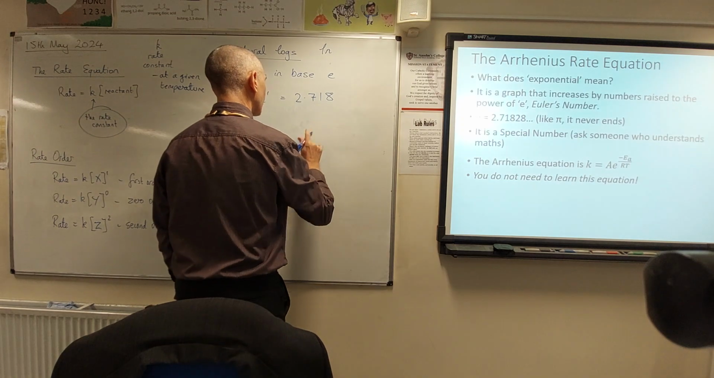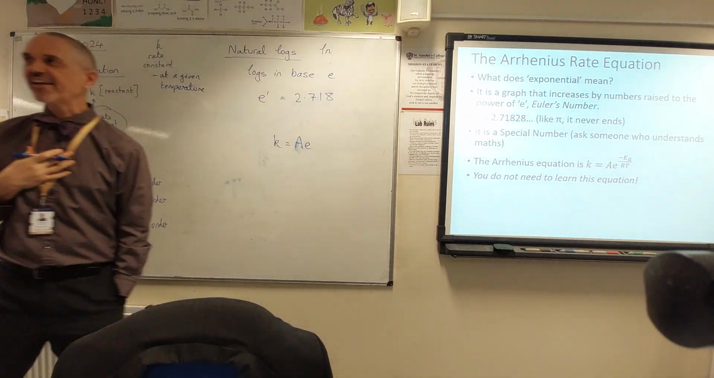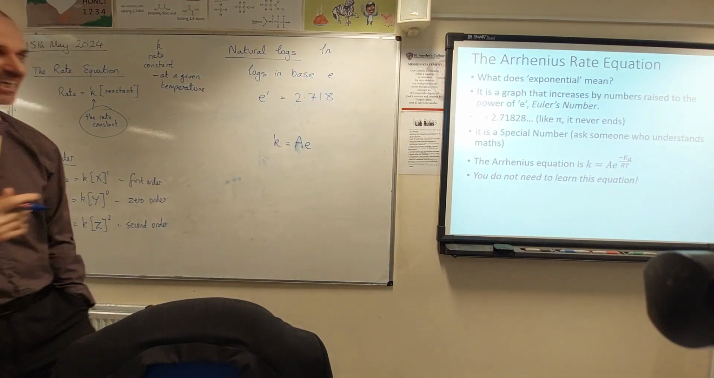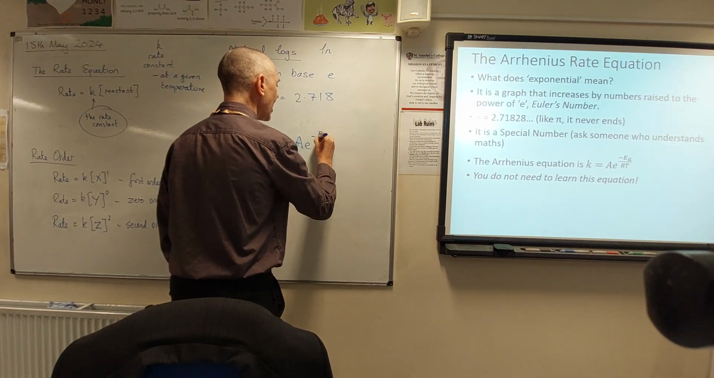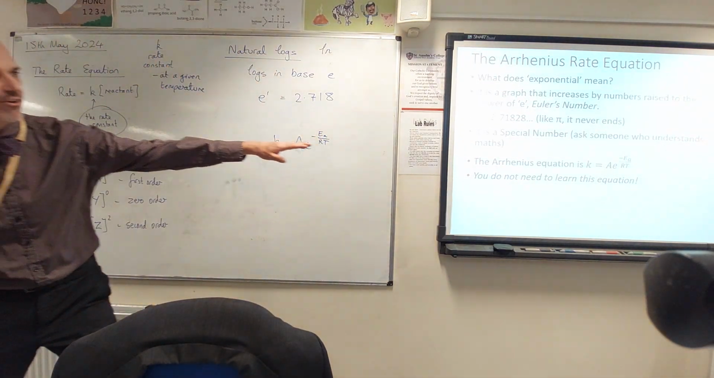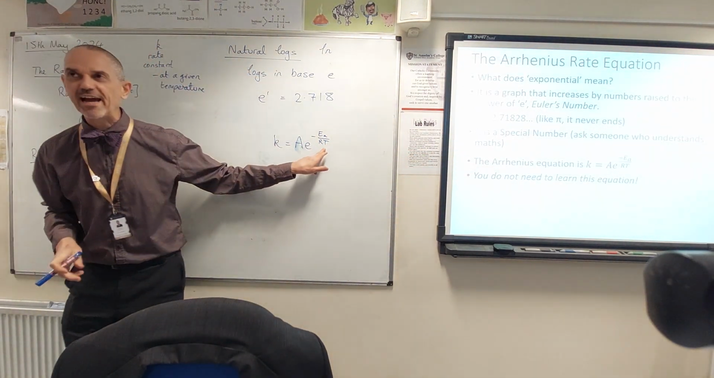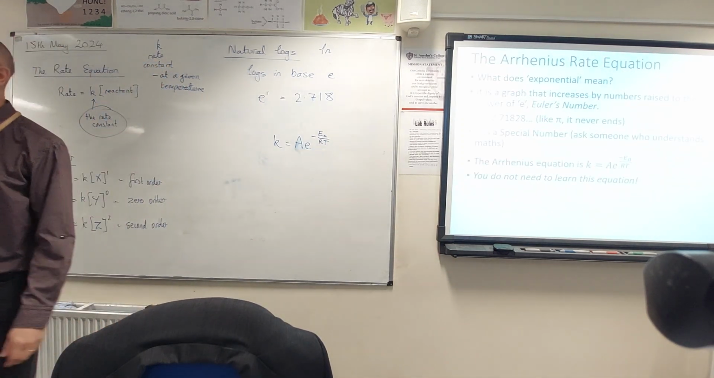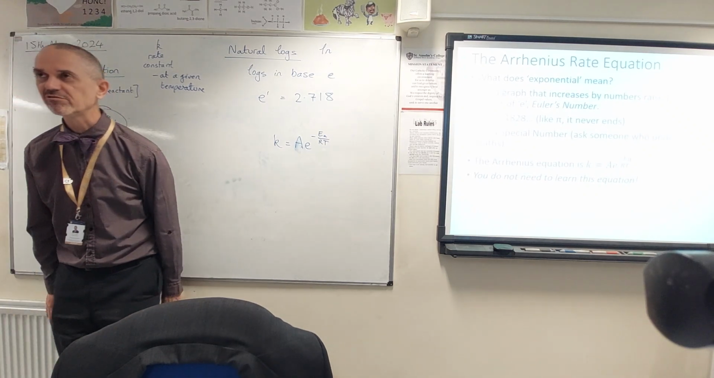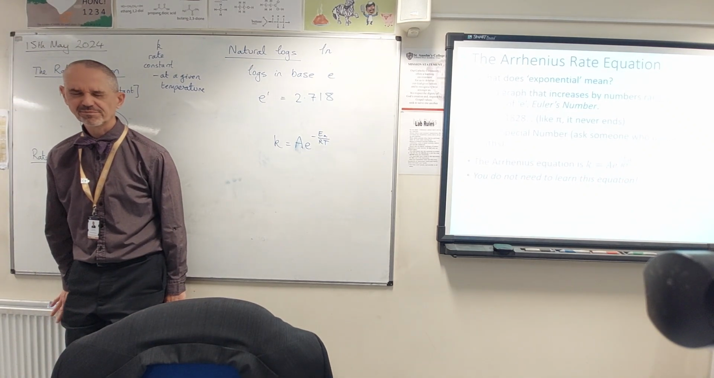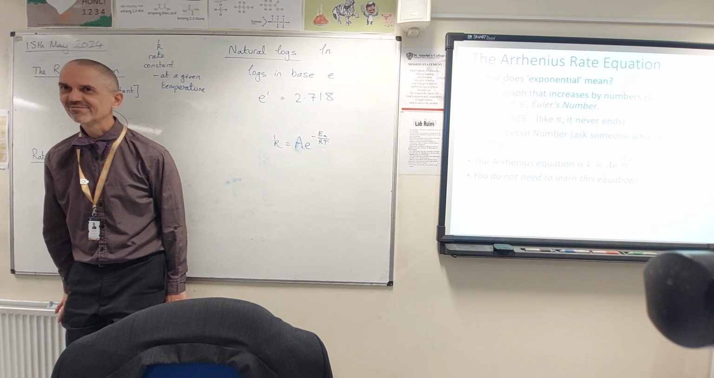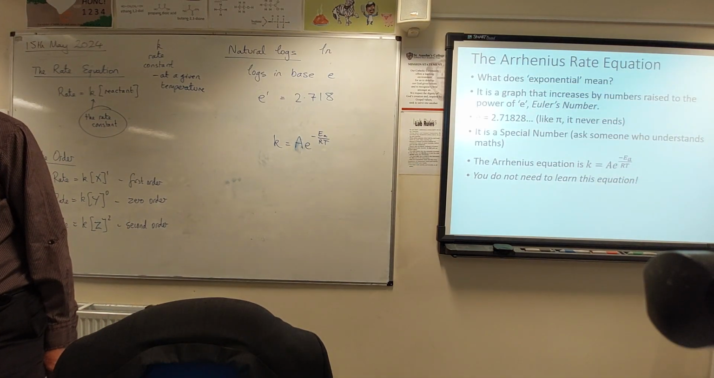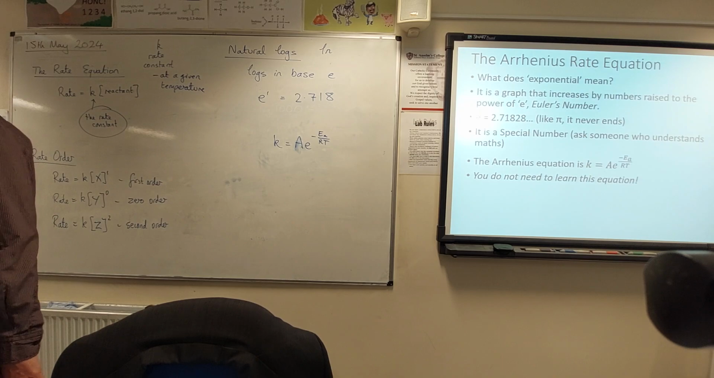Sorry, there's a constant. So the Arrhenius equation is K equals a constant A, and then e to the power of minus EA over RT. All of that minus EA over RT bit is the power that E is raised to. E to the power of minus EA over RT. Fortunately, you will be given the Arrhenius equation in the exam. You don't need to learn it, but we need to know how to use it.